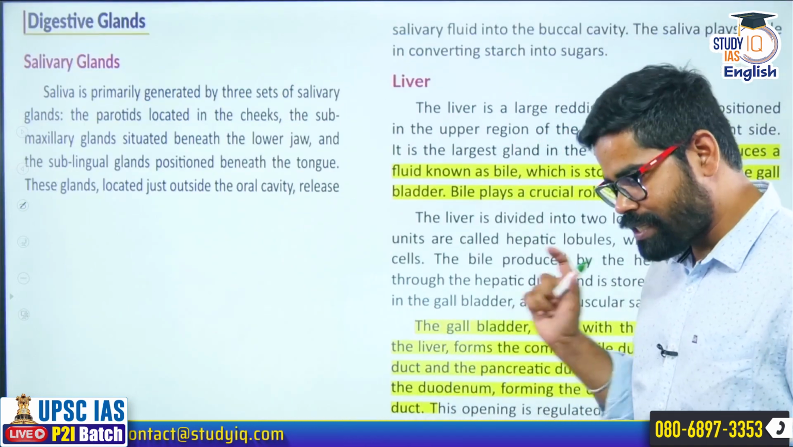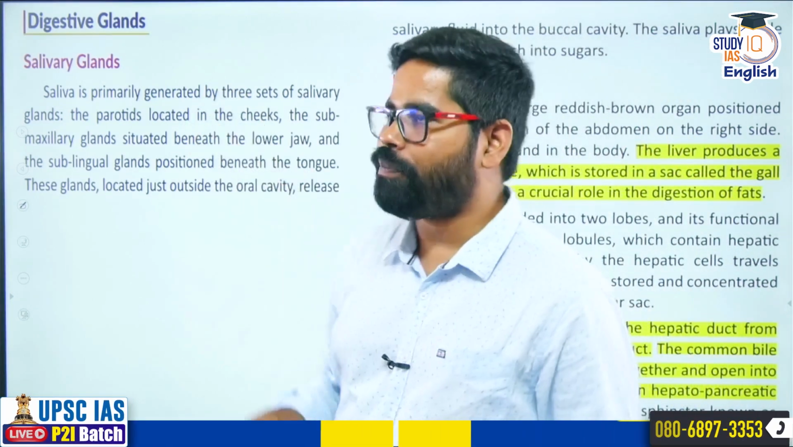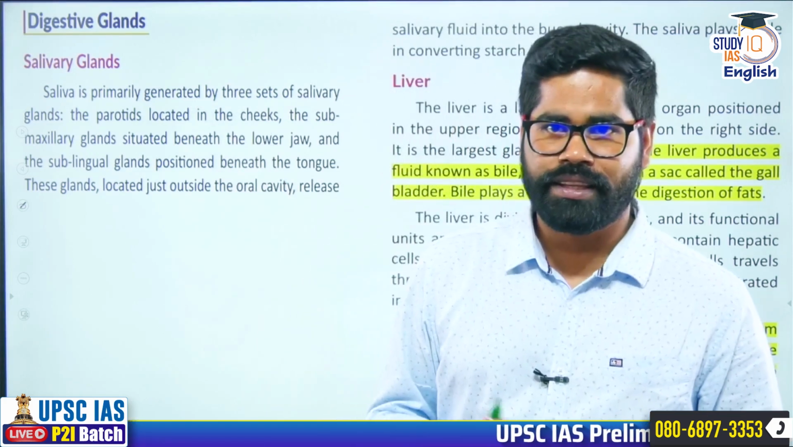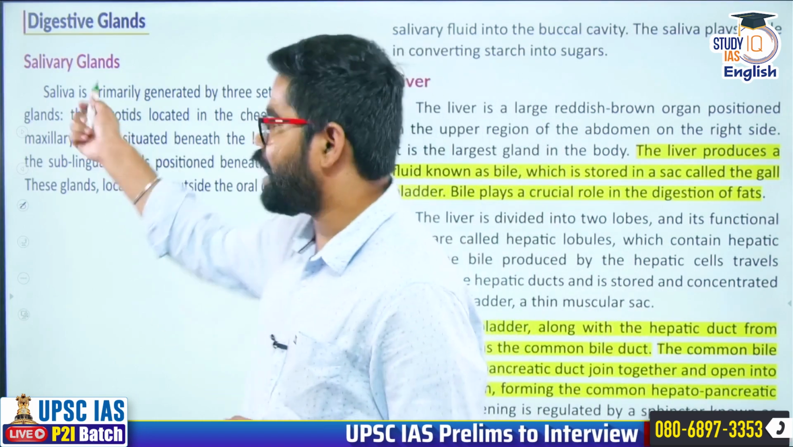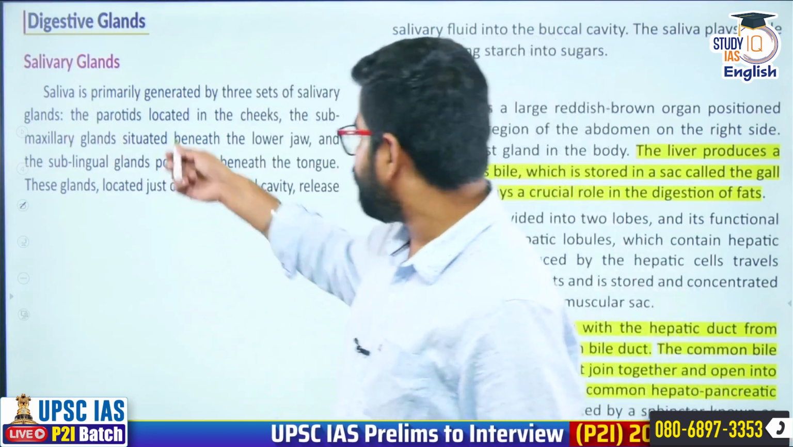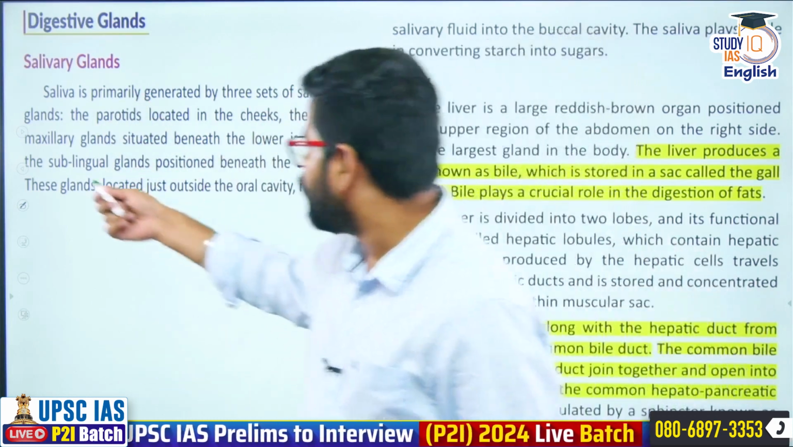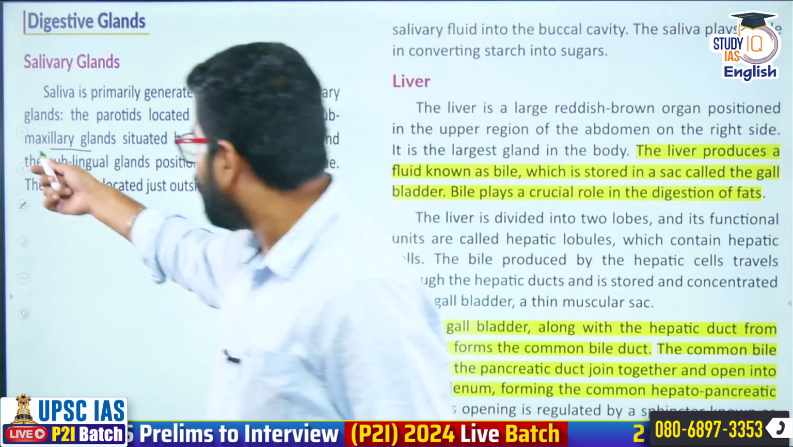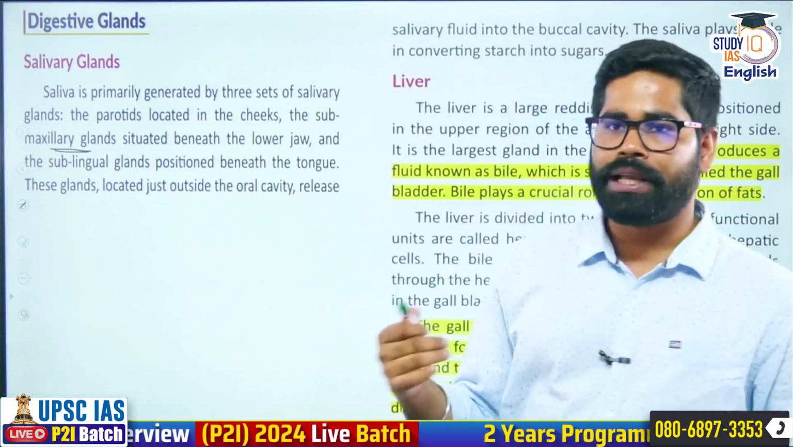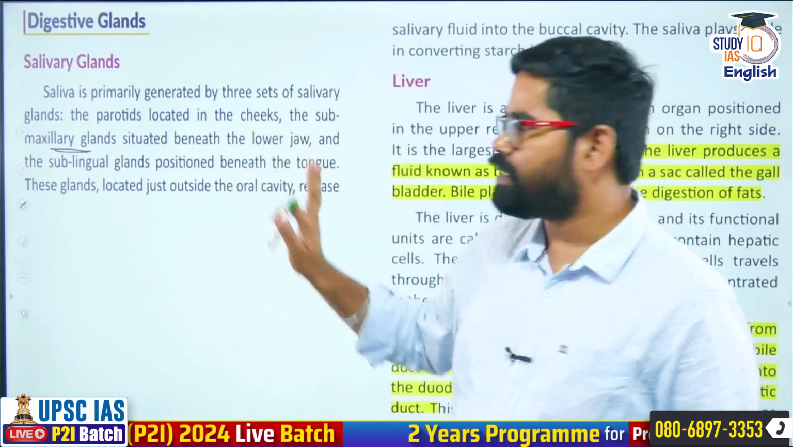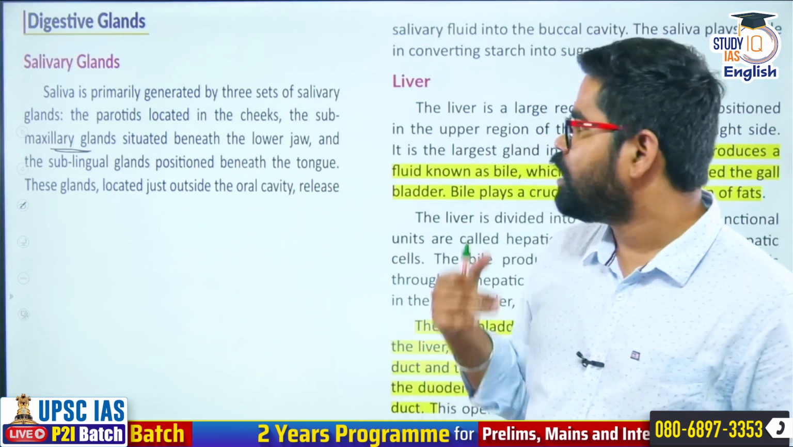This is the part of the gastrointestinal tract. The second important part is the digestive glands, the digestive glands which are there in the body. One of the digestive glands is the salivary gland. Saliva is basically generated from the parotid glands which are located in the cheeks, the maxillary glands which are situated between the lower jaw, and the sublingual glands which are positioned beneath the tongue. So from three different areas the saliva is basically released.